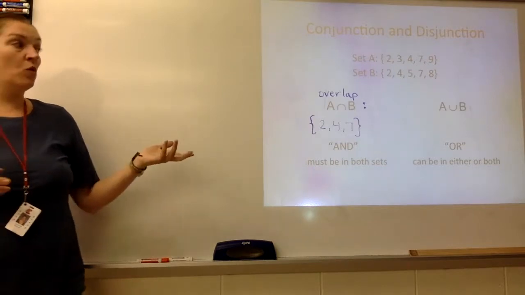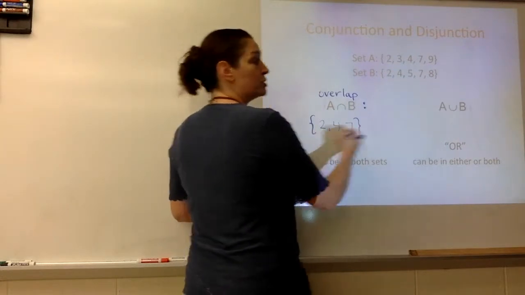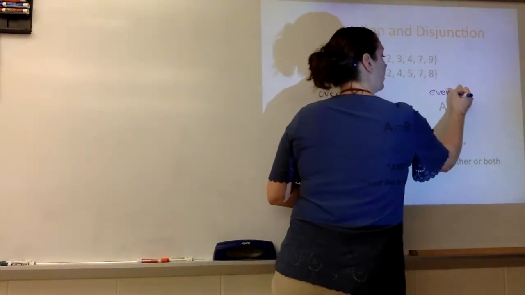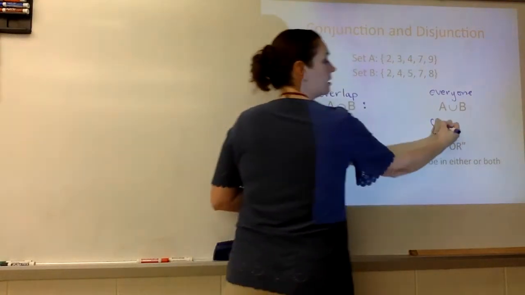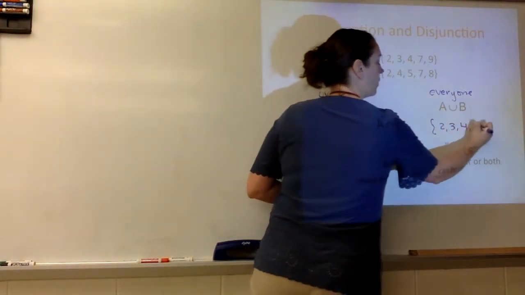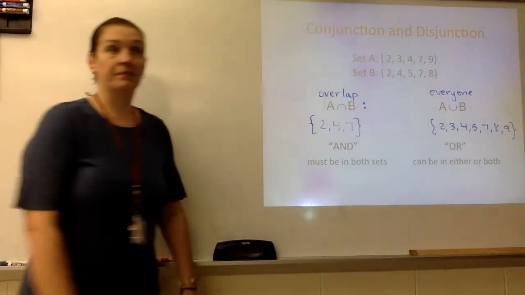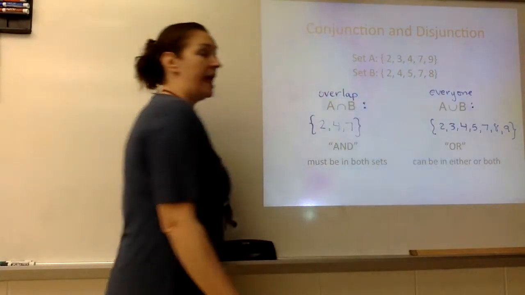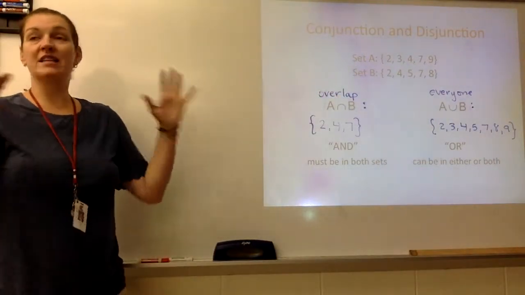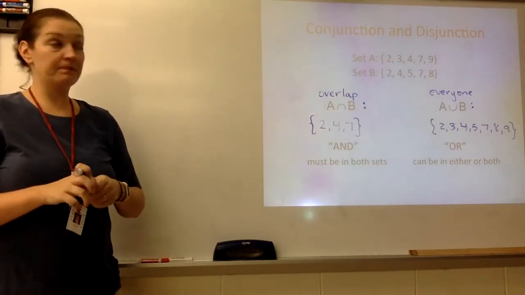Then we move to or. The overlap is no longer the only solution. This is going to be everyone with no repeats. So who would everyone be? 2, 3, 4, 5, 7, 8, and 9. And is overlap, or is everybody, including the overlap.